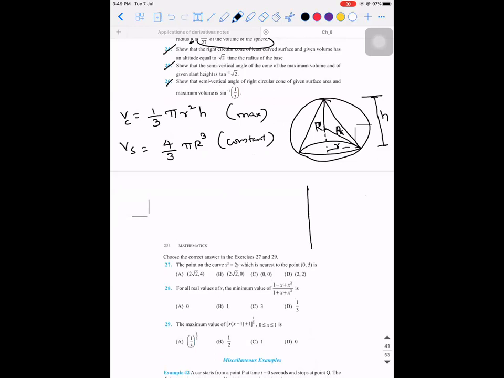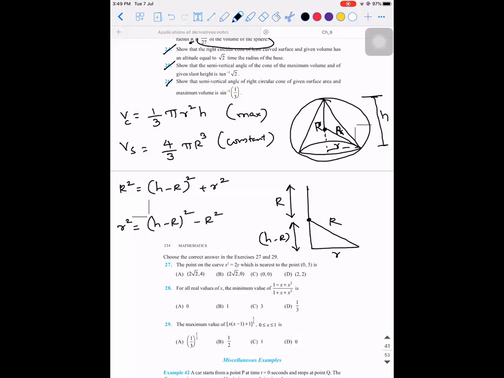So if you look at it, this is how the diagram is. This is the center of the sphere. This distance is capital R. The total height is h. This distance also I have taken as capital R because it's the radius of the sphere. Then how much will this distance be? H minus R. Yes, think in terms of these values. So capital R square is equal to H minus capital R the whole square plus small r square. Now what do I get?